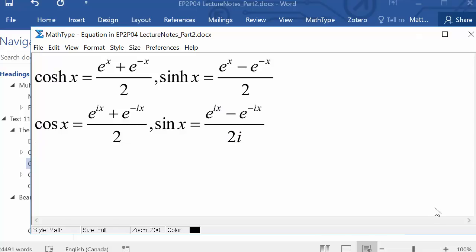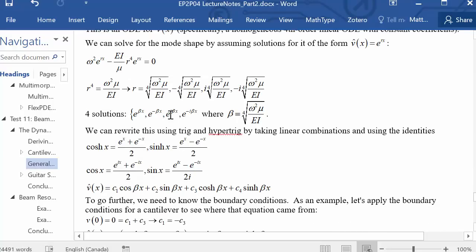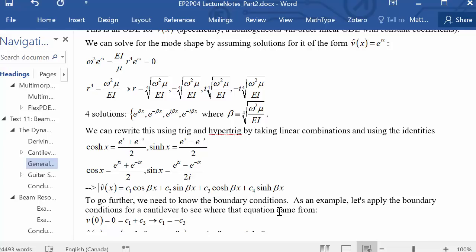So you can verify these. These first two are kind of the definitions of cosh and sinh, and these ones you could think of as the definitions of cos and sine, but more likely you're going to be thinking of these as results of using Euler's identity, that you can prove by substituting into these definitions. So verify those if you're not familiar with them. Anyway, by taking those linear combinations of these previous solutions using beta x instead of just x here, we can rewrite this as the result there.